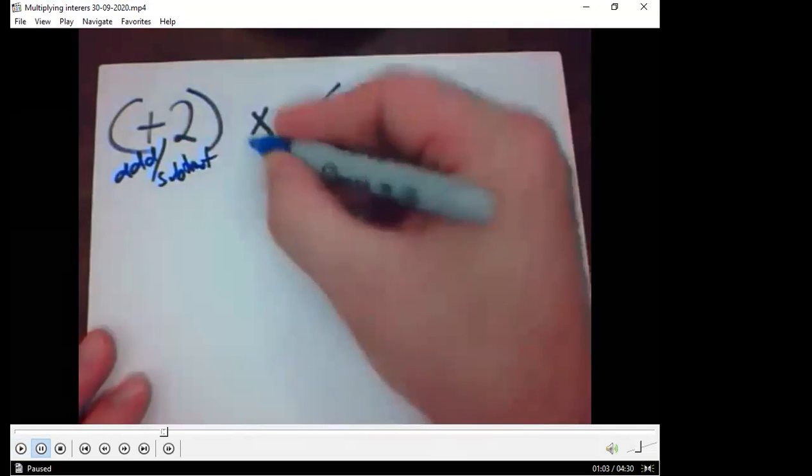The first number, add or subtract. It depends on what? How will you know that you are going to add or subtract the first group? It depends on the sign.